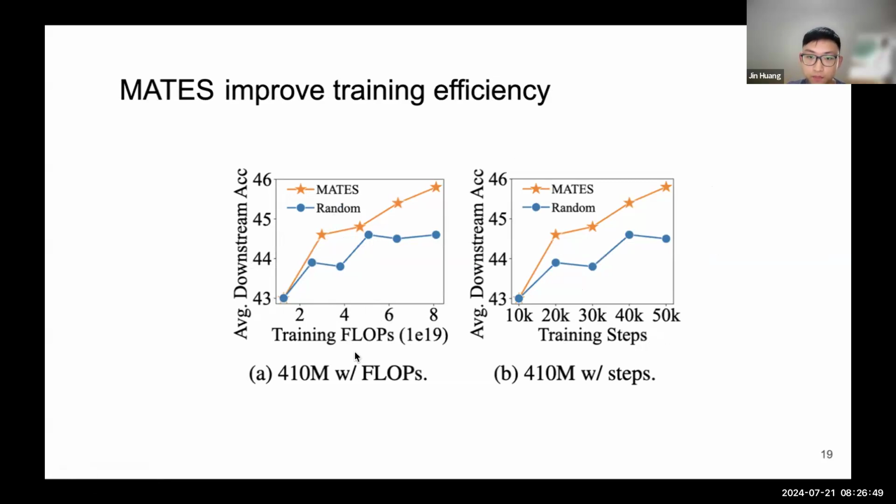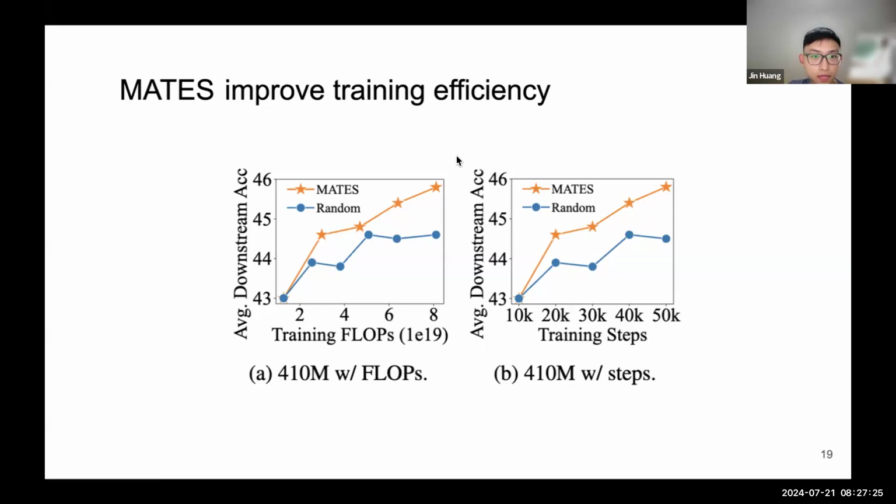This first figure is in terms of the FLOPs, the actual computation that is needed. But for figure B, where we use the training steps, which might be similar, I think a very similar takeaway is that if we select the data points effectively, we can reduce the actual steps to reach a certain accuracy, and we may even be able to improve the final accuracy in this training process.